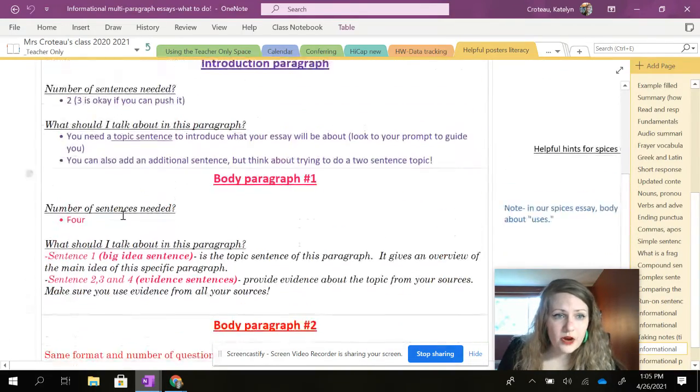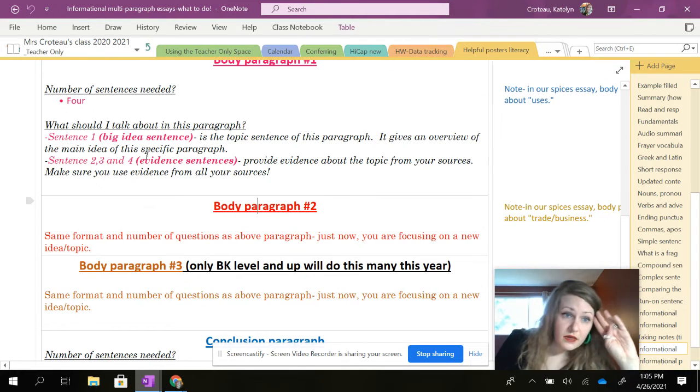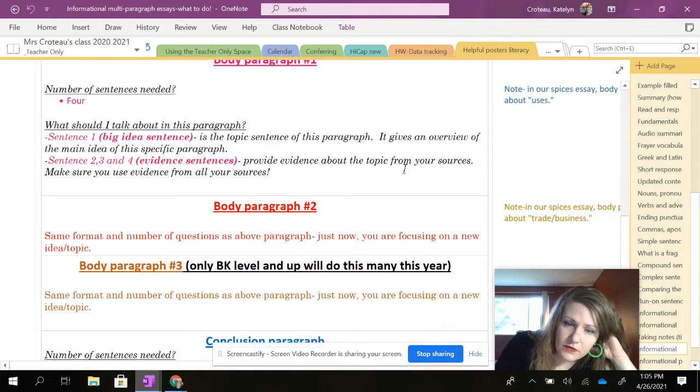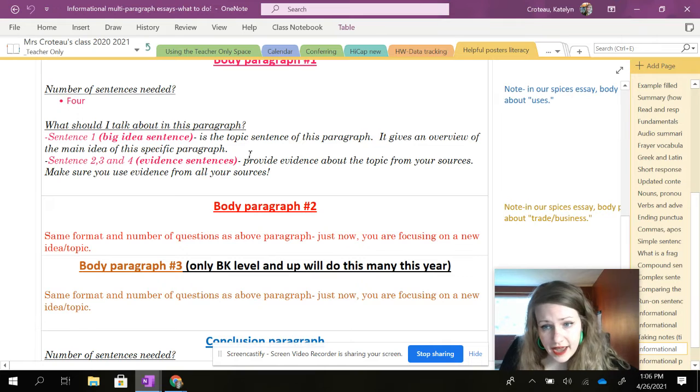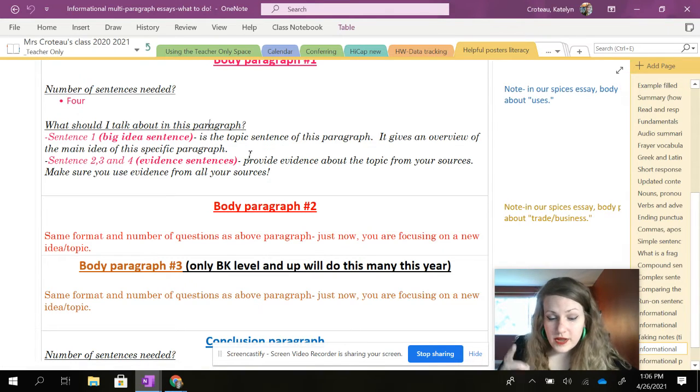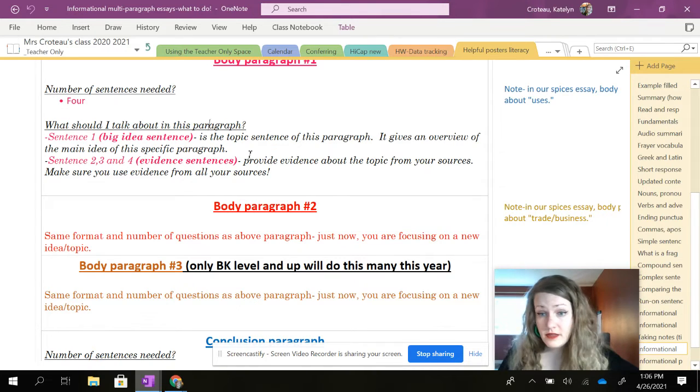I said our body paragraph needs four sentences, right? The first is the big idea sentence. We're not going into the text for that. We're just making a general statement about what we're going to write about. These, it says, provide evidence about the topic from your sources, plural. That means multiple sources. Make sure you use evidence from all your sources. So how many sources do we have? Two. We have the Y salt source and we have the Life of Spice. So we need three evidence sentences using two sources. Could we do four? Oh yeah. If you want to pull two and two, cool.